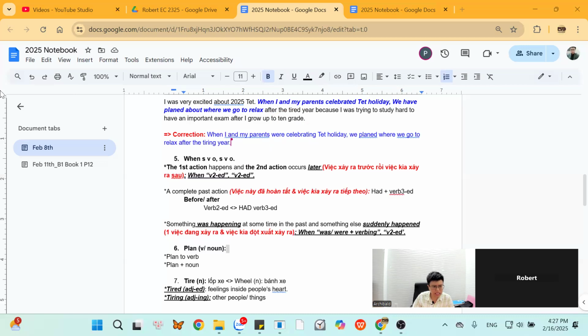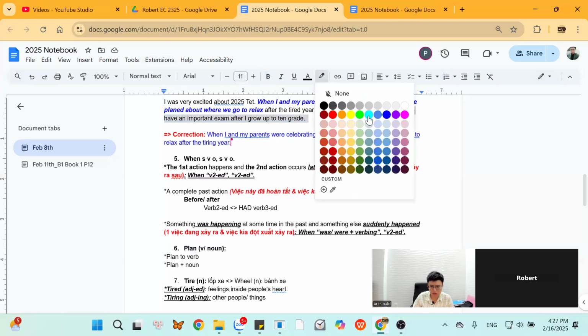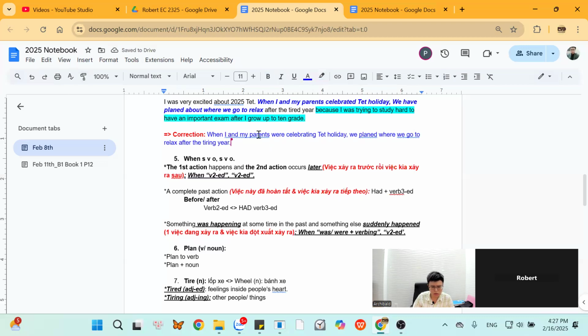So look at this sentence, Robert. How do you fix it? The second sentence. How do you fix this one? Yeah, I'm listening. Can you show me? Because I was trying to study hard to have an important exam. To have an important exam, okay. And what?